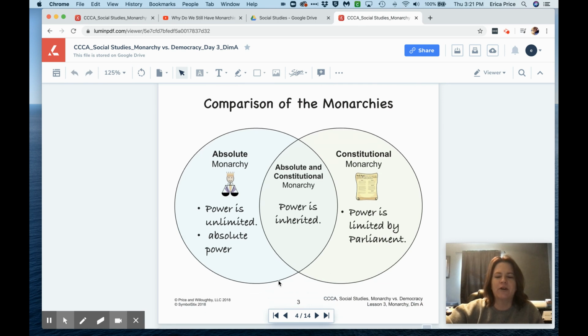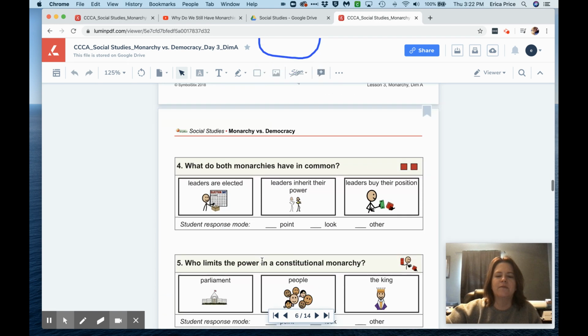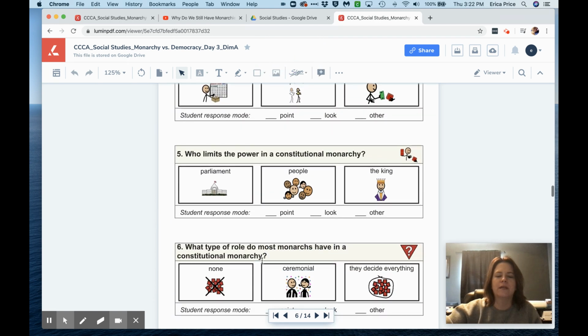Let's use the Venn diagram. I think that's easier. And this is our constitutional monarchy. And it says right here, power is limited by Parliament. Power is limited by Parliament for a constitutional monarchy. So on this one, you should have chosen Parliament.